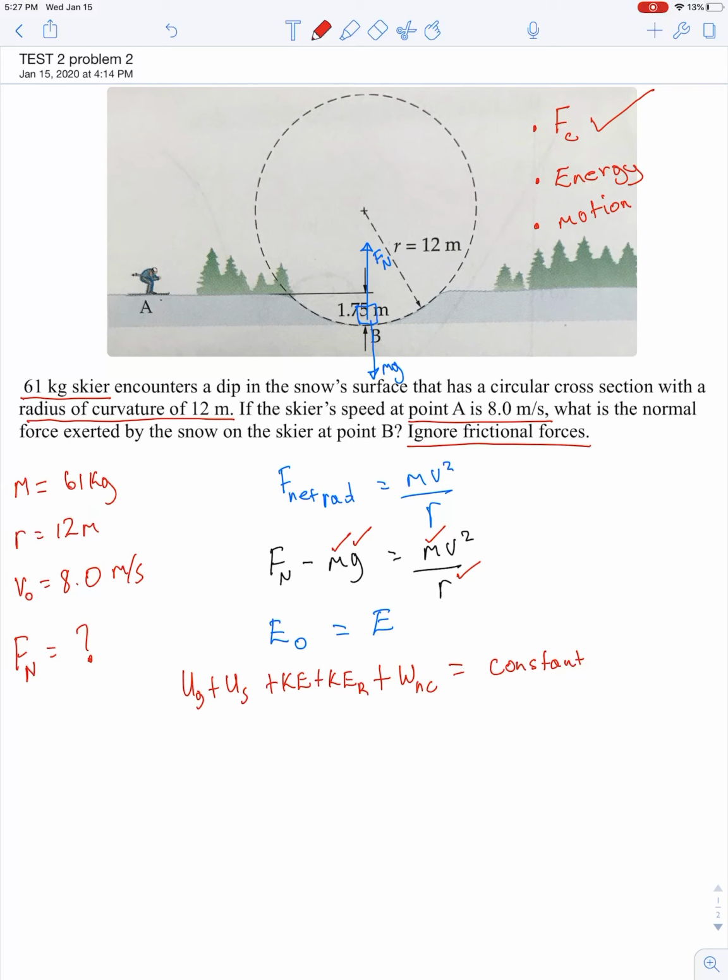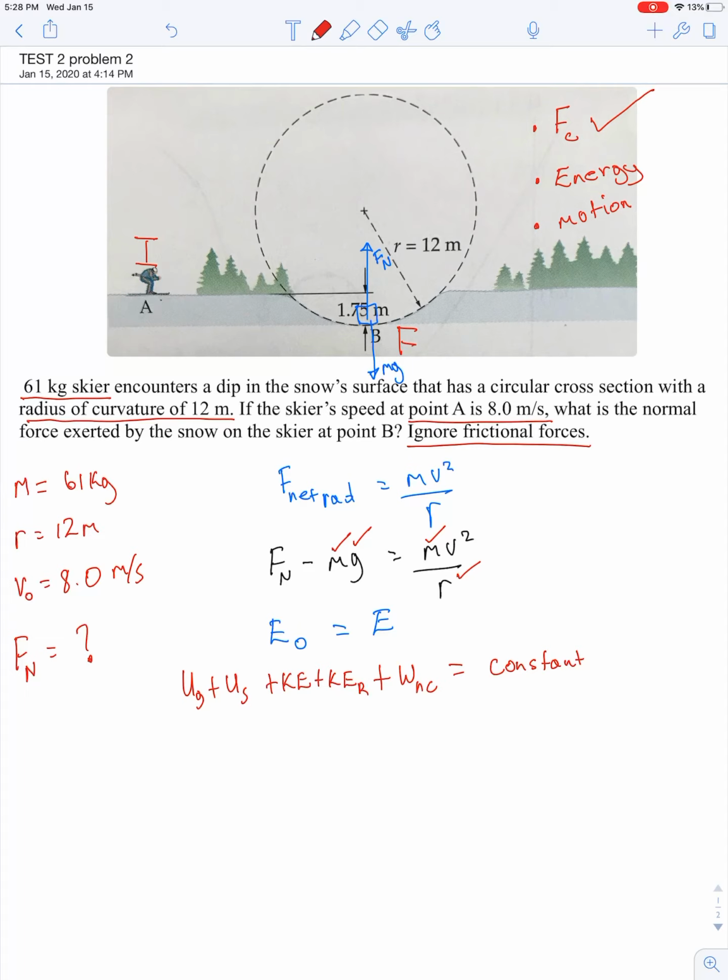Now, if you want to use this, there are rules to it. It's the same concept as when you're looking at FNet radial, where you have to draw a force diagram. If you want to use the energy, then there are rules. First things first, you have to know where your initial and your final position is. This one is kind of straightforward because they tell you he starts at point A, so that would be my initial, and we're looking at point B, so that would be my final.